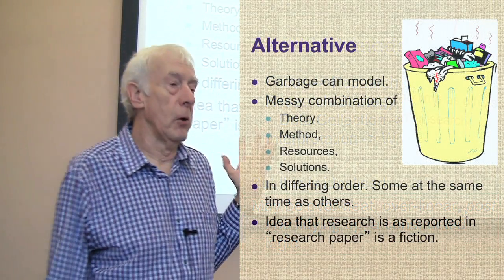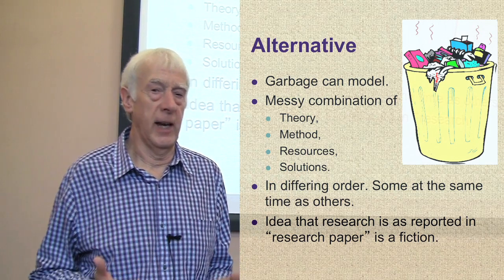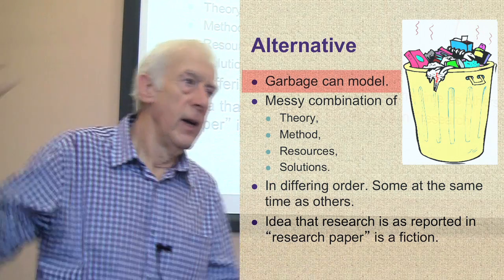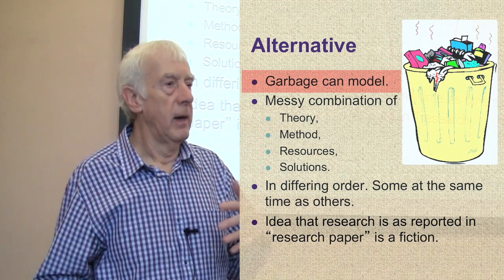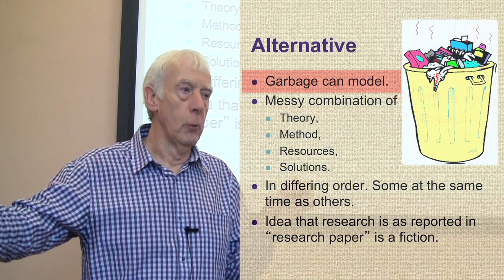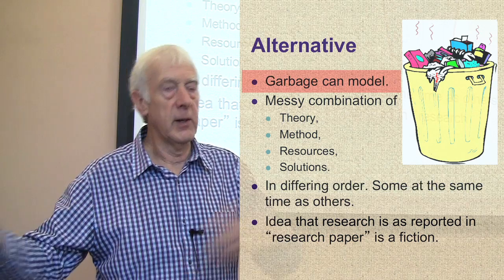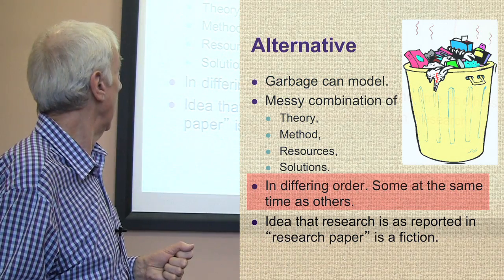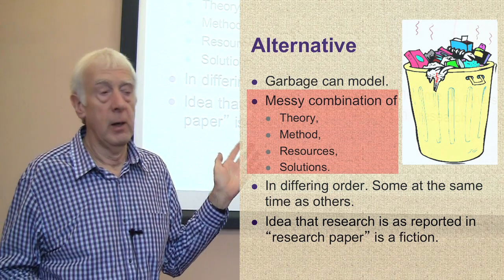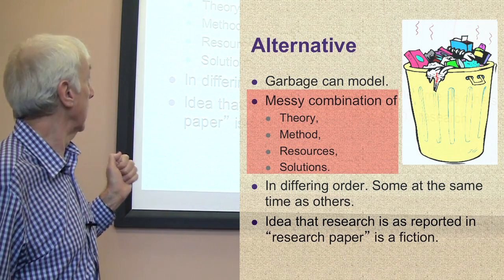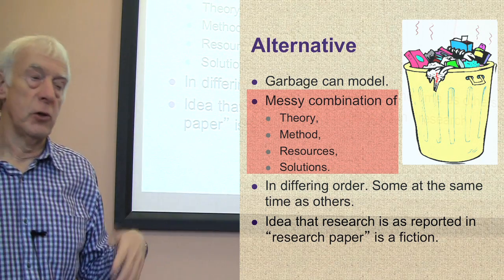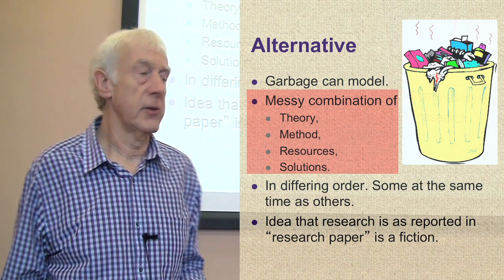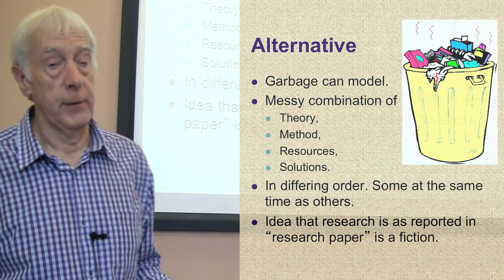This is an alternative model, if you like, of how research actually gets done. And the garbage can is there to illustrate this idea that things get shoved in. There's not a simple linear order of things, but rather you do things as and when they're required and perhaps redo things and so on. So it's a messy combination of all the elements I've talked about, the theory, method, resources, solutions, the particular techniques of collection, analysis and so on, and in a different order.